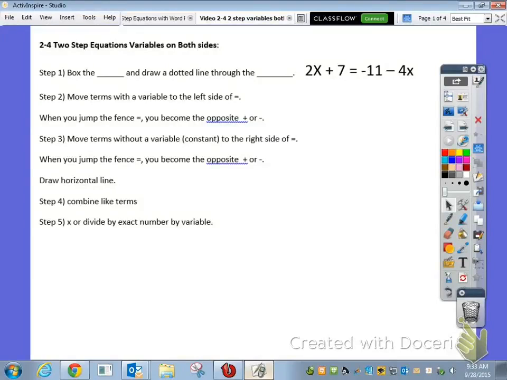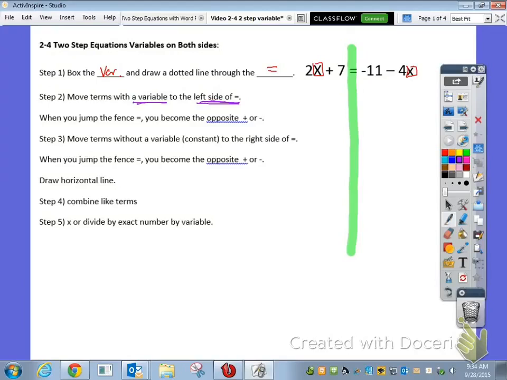Okay, so today we're going to look at having variables on both sides. We're going to do the first thing that we always do, we always separate, and I want you to box your variables. Now notice there is an X on both sides. So when you box your variable and draw your line through the equal sign, notice there's a variable on both sides. So what I want you to do is move everything with the variable to the left side of the equal sign, okay?